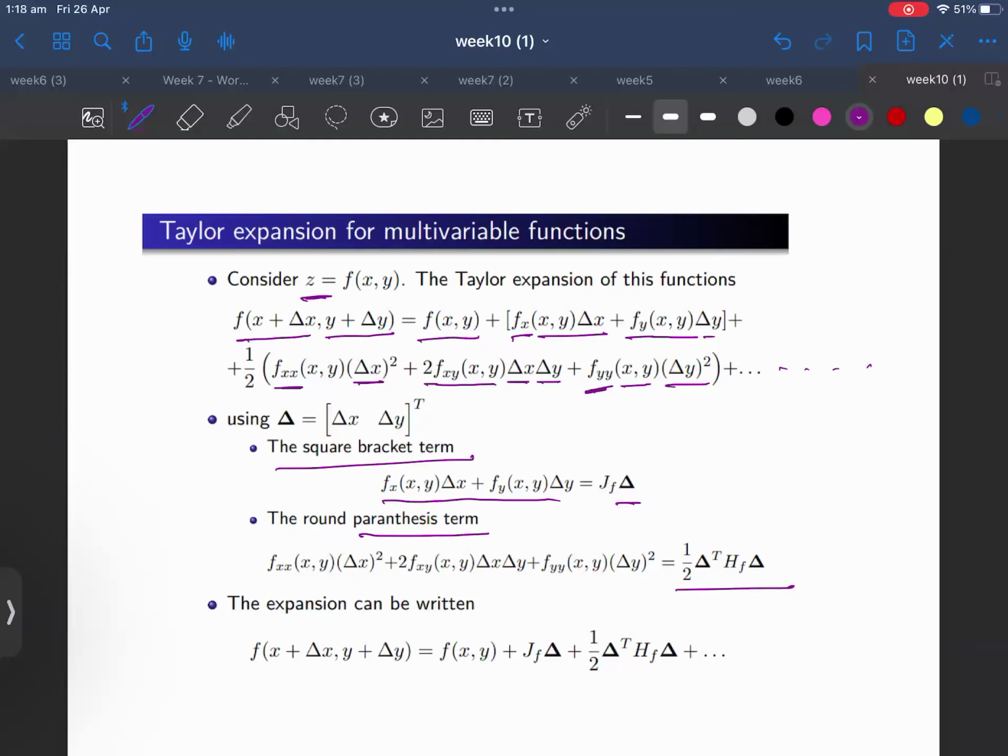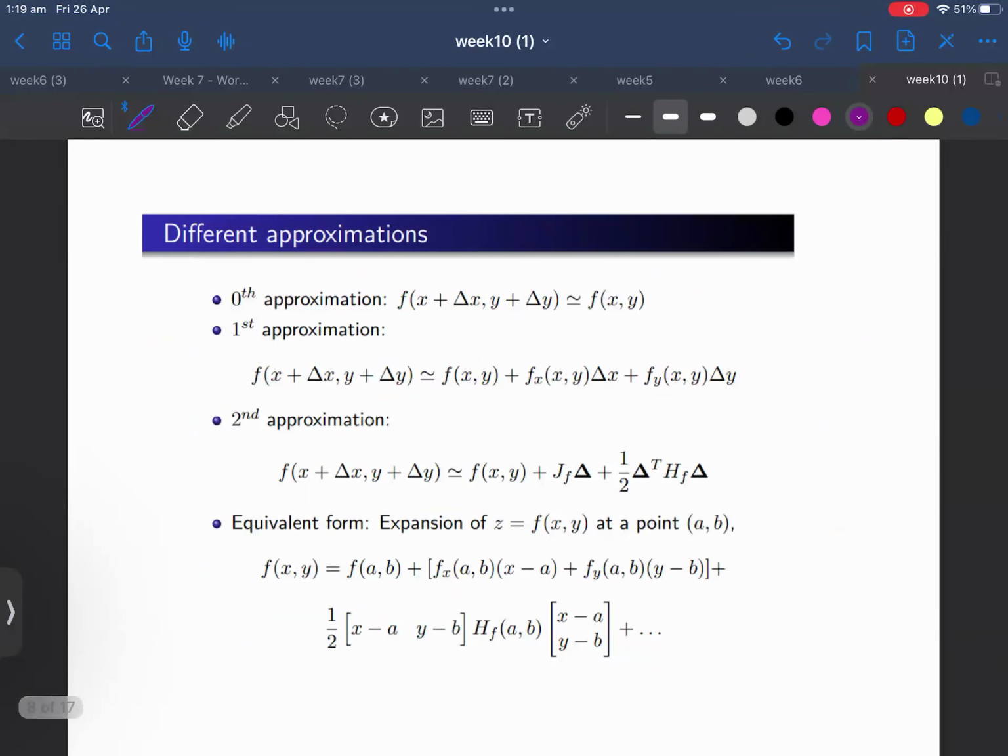So the expansion can be written down for a multivariable function: f of x plus Δx, y plus Δy equal to f of x, y plus Jf Δ plus 1 over 2 Δ power t Hf Δ plus. So mainly we need this part to remember in that case. Okay, we have to remember. So here they have given different approximations, same as the single variable function. We need this part actually.